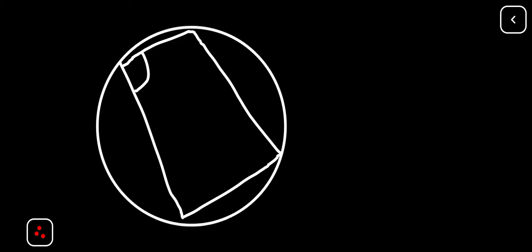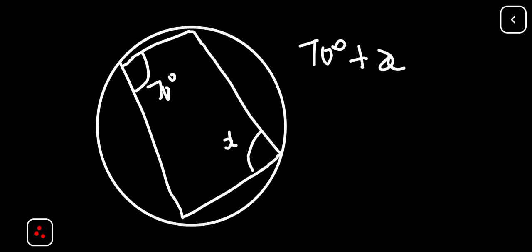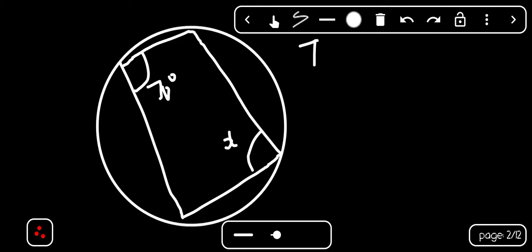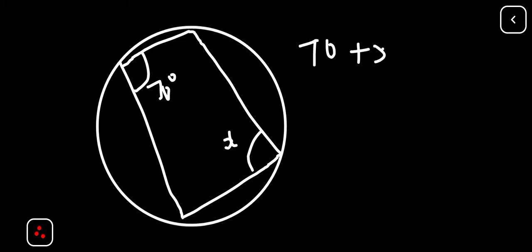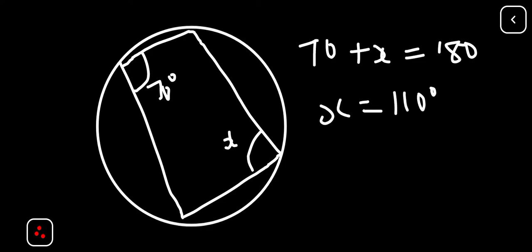So if here is 70 degrees, and you are asked to find here x, based on the theorem, we know that opposite angles are supplementary, or the opposite angles sum up to 180. So we have 70 degrees plus x. Let me write this well. 70 degrees plus x is equal to 180. So that means x is equal to 110 degrees.